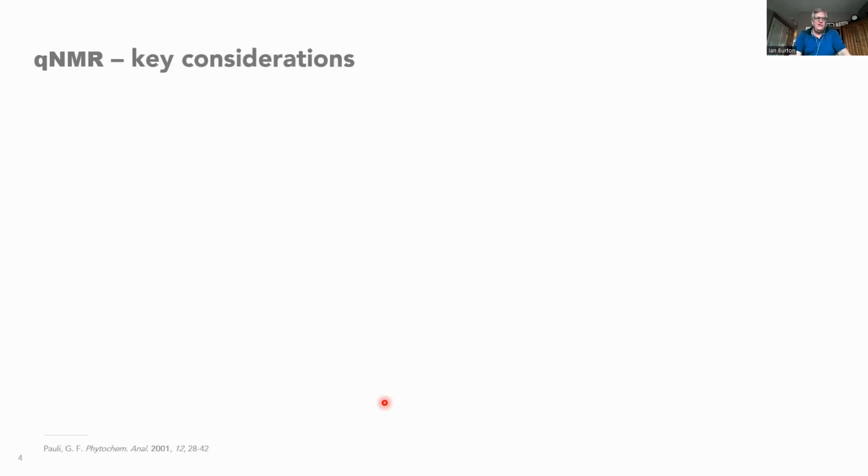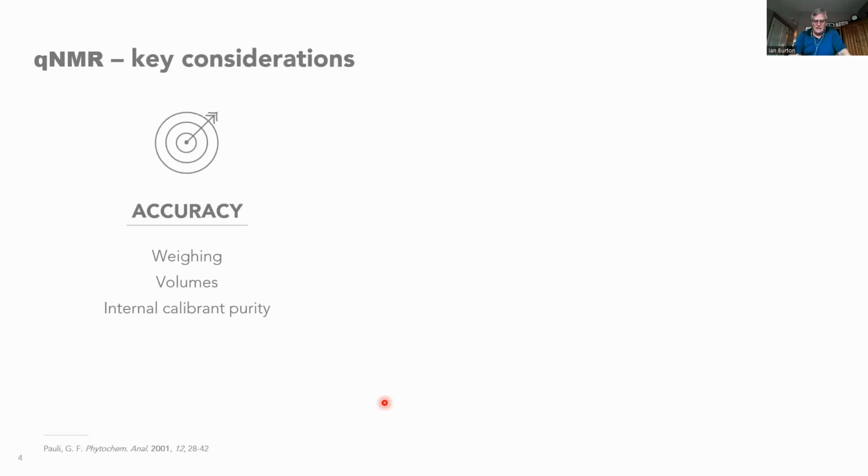So key considerations, just to reiterate: accuracy, weighing gravimetrically. You're generally comparing the NMR signal of interest to a gravimetrically determined standard, either internal or external. So the mass has to be determined accurately. You have to know the purity and the volumes that you're using, primarily for external standard NMR.